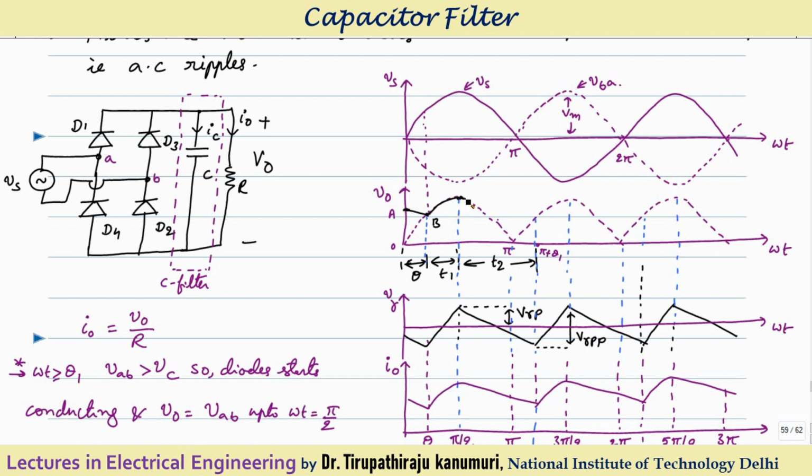So as a result of this, what happens? Your input is isolated. Now the capacitor will start discharging through your load. That means the capacitor will supply the required current to your load. So gradually it will decay. Let us assume it has reached this point.